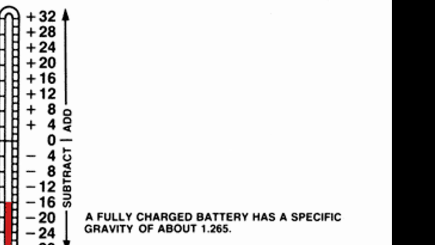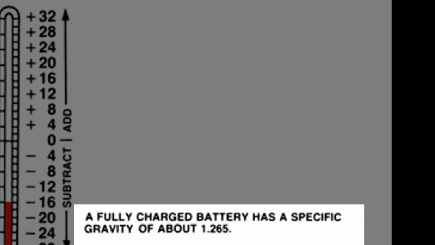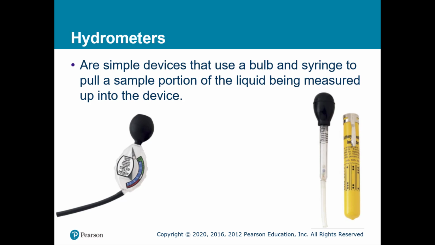And as stated previously, a fully charged battery should have a specific gravity of 1.265. Here are a couple of examples of automotive hydrometers. They're simple devices that use a bulb and syringe to pull a sample portion of the liquid being measured up into the device. I think of it like a turkey baster.